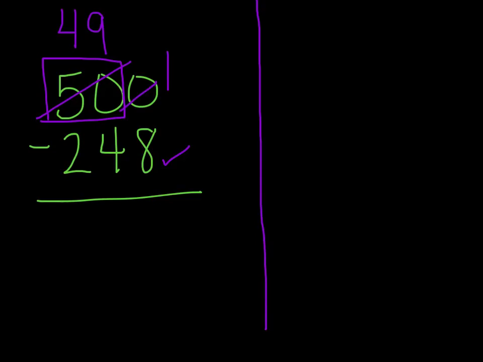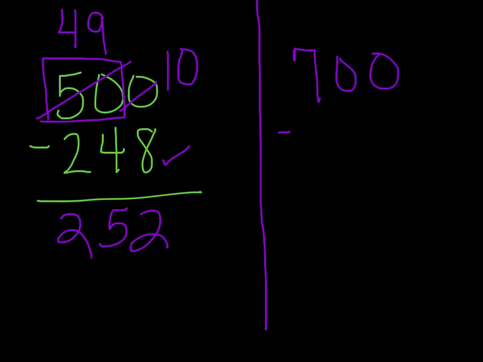So 0 plus 10 is 10. And now I'm going to subtract. 10 minus 8 is 2. 9 minus 4 is 5. And 4 minus 2 is 2. All right, go ahead and do this one on your own. 700 minus 473. Okay, pause the video and then come back to check.